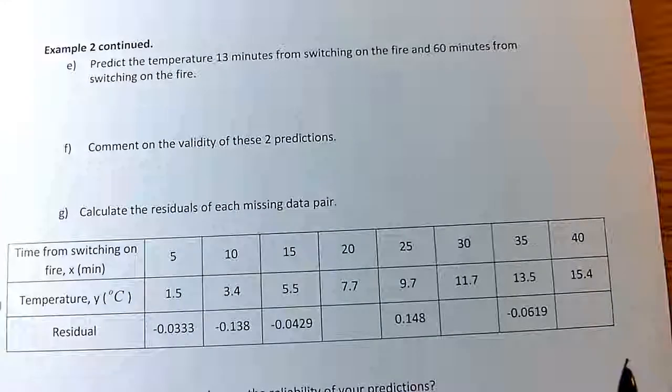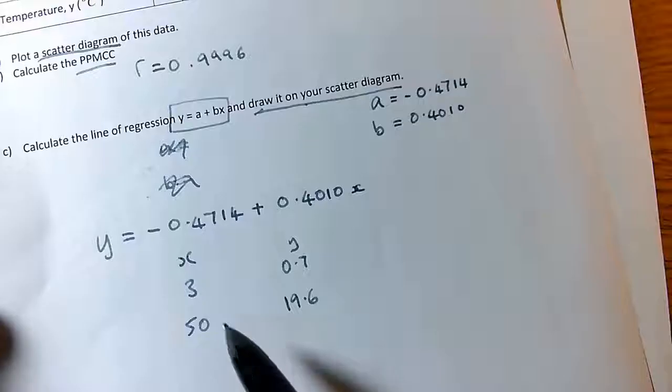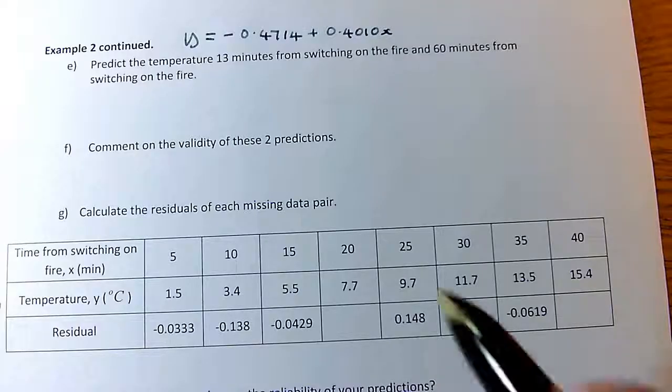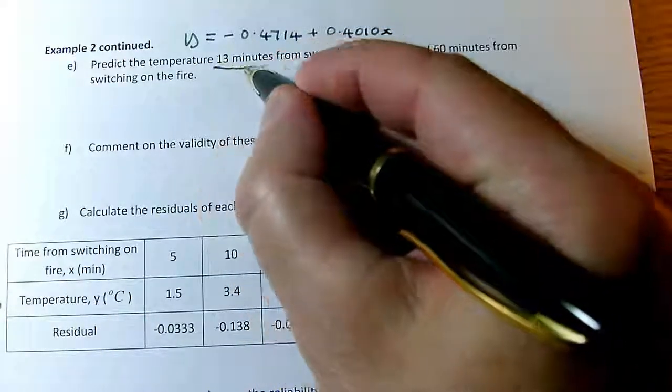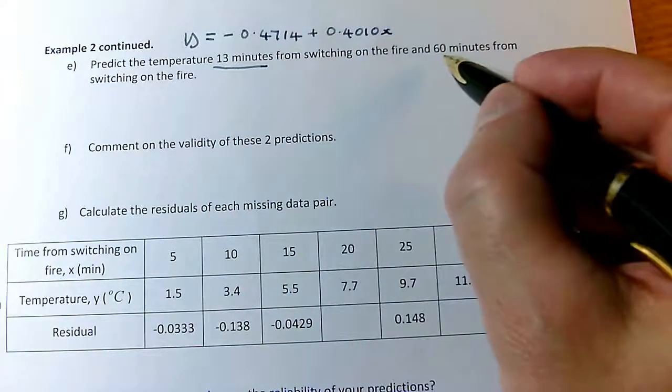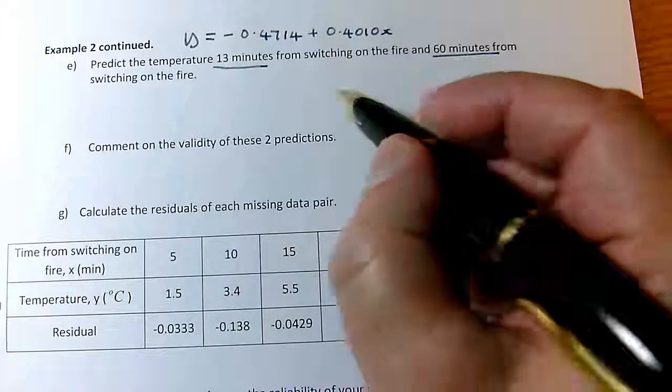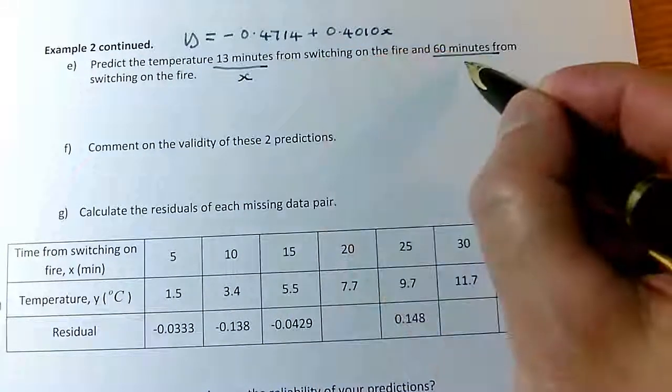Okay, we're doing quite well with this question. We've now got to start using our regression equation. So I'm going to copy that at the top of my page from the work we did before. So this was the equation, and I've got it here to work with. And now I've got to make some predictions. So I need to make a prediction 13 minutes from switching on and 16 minutes from switching on. So this is just two different values of x to plug in.